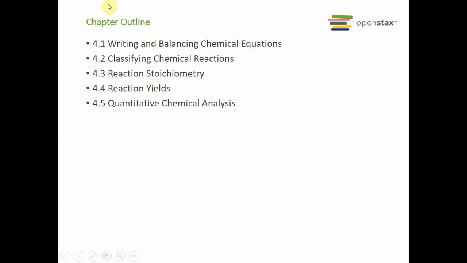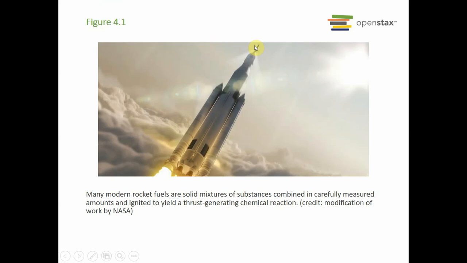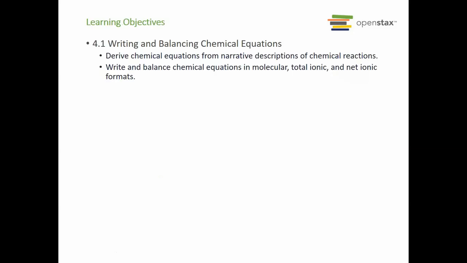Hello class, we're going to be looking at chapter 4.1, Writing and Balancing Chemical Equations. Rockets use solid fuel. They're mixtures of substances combined in carefully measured amounts and ignited to yield a thrust-generating chemical reaction. It's just saying that these need to be balanced properly so you know the ratios that you mix together. Okay.